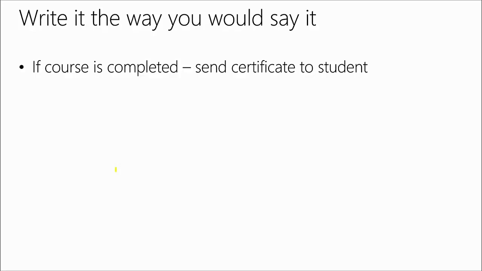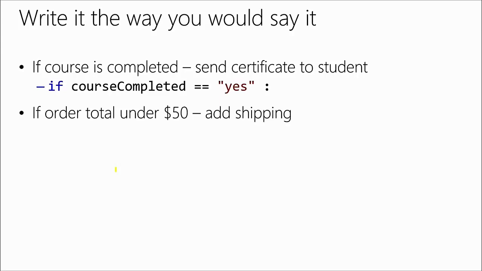Yeah, so generally I will try to put things in the positive perspective rather than the nots if I have a choice. But the other way I think of it is, think of it how you would say it out loud. Right. If a course is completed, then send a certificate to the student. So you'd say, an if course completed is yes, send the certificate. If the order is under $50, add a shipping charge. Okay, then if total is under 50, add shipping.